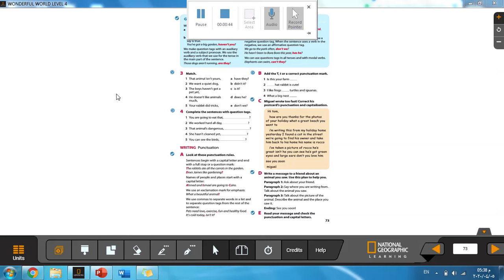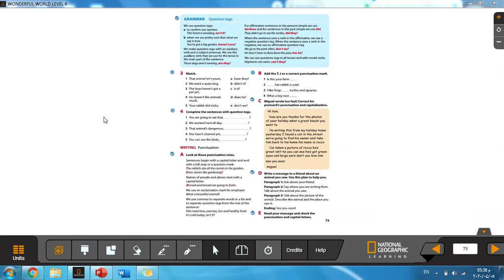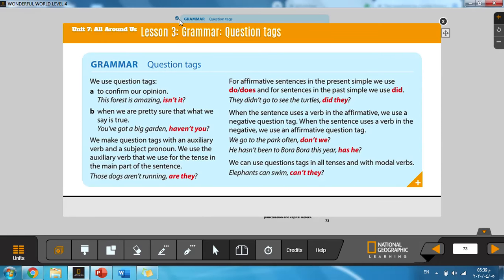Last class we had a revision for the gerund, so today we are going to make a revision for question tags. Today we are going to talk about question tags. If you take a look at your student book, page 73, here we have a question tag. We are going to talk about it and do some exercises.